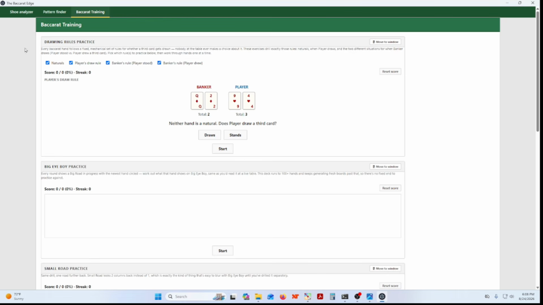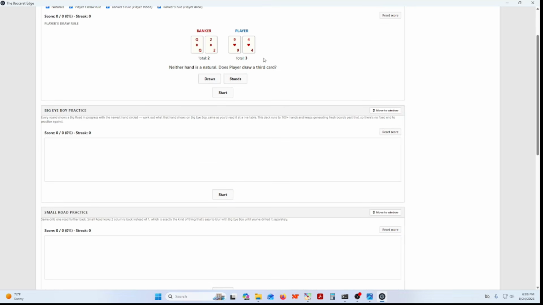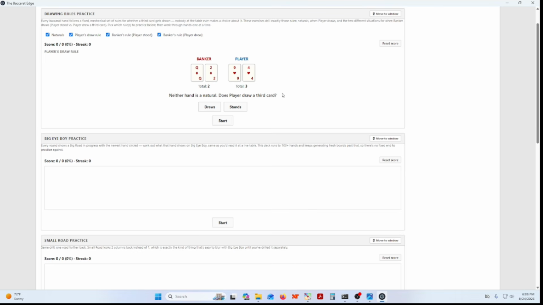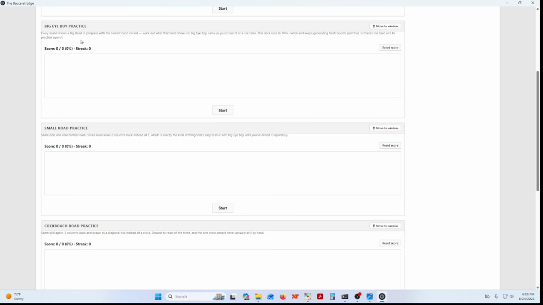Okay? So this is the drawing. Like I say, it has drawing practice right here where you can practice your drawing, looking at cards, and it asks you certain questions about, does this card take a hit? Does this card not take a hit? Does this card stand or does it draw? Whatever.